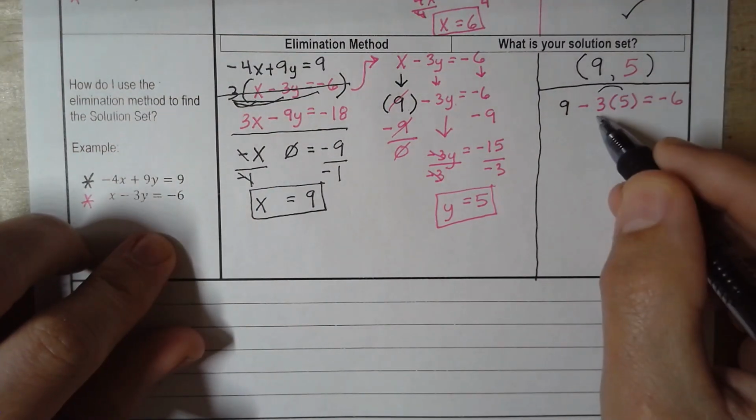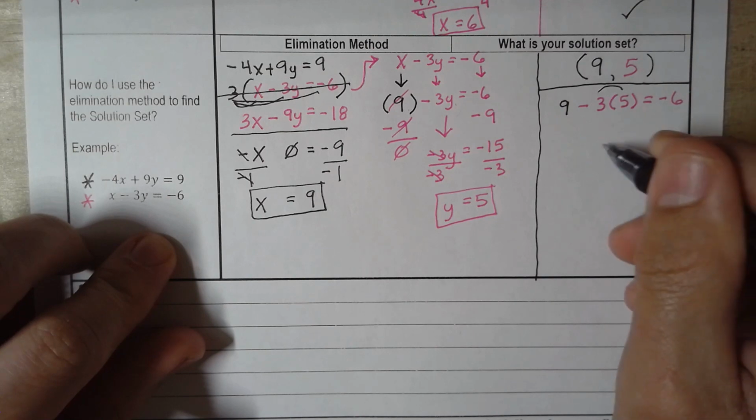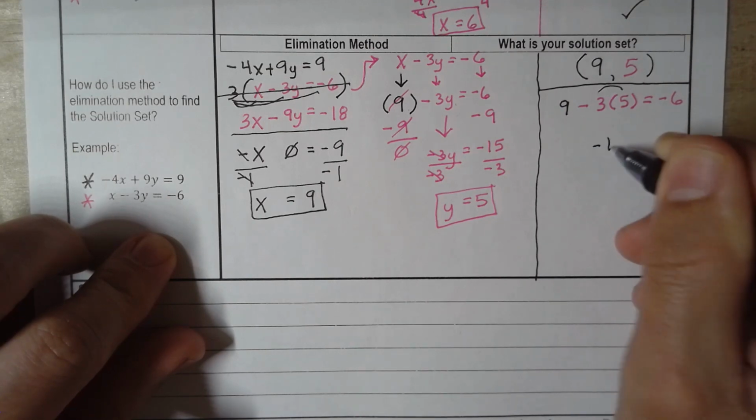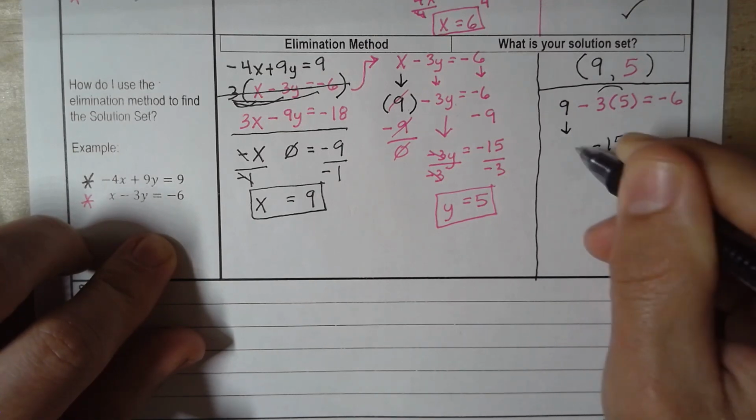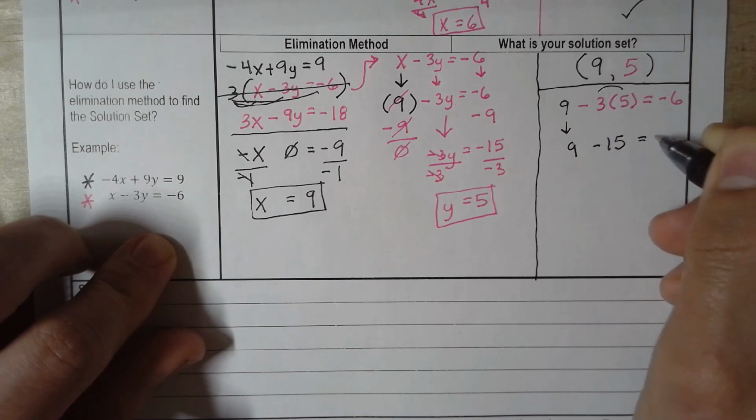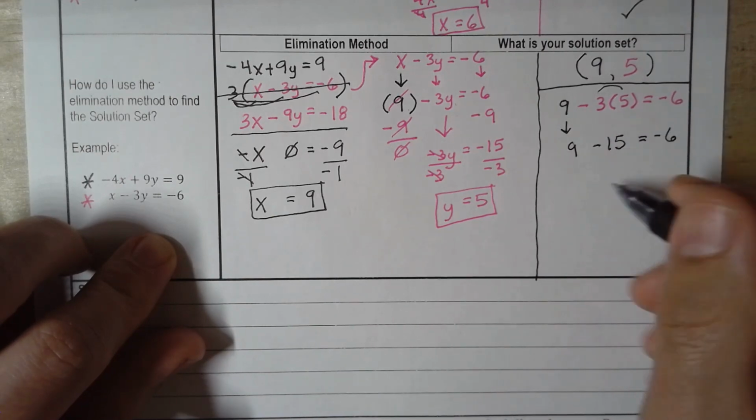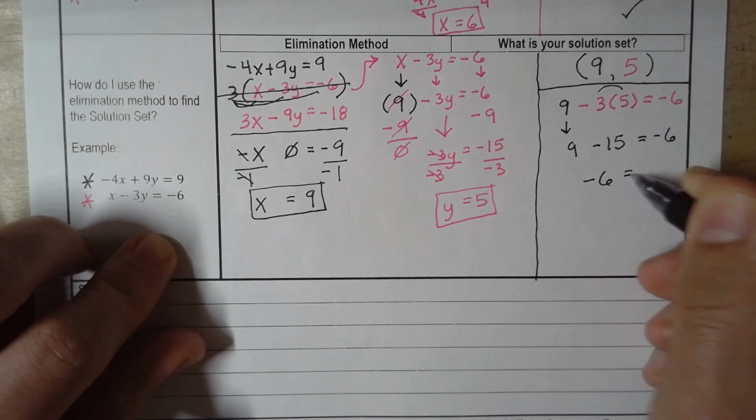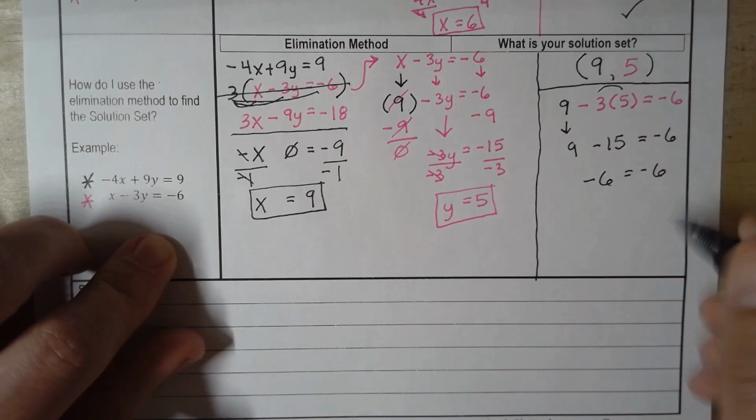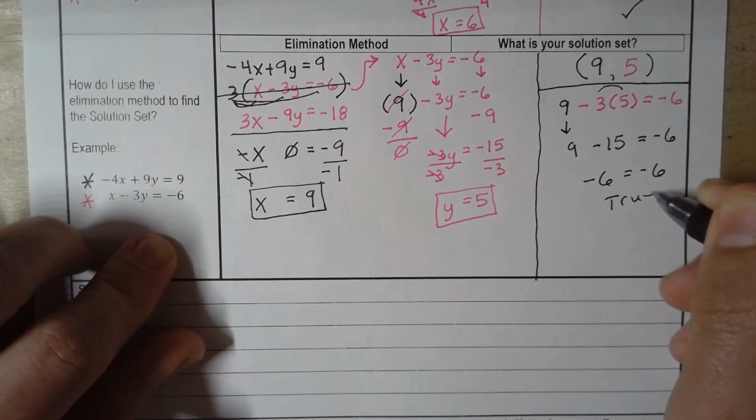So if I distribute, -3 times 5 is going to end up giving me -15. Bring down my 9, and that's equal to -6. Well, 9 minus 15 does give me -6. And once I have a statement that's true, I know I did it right.